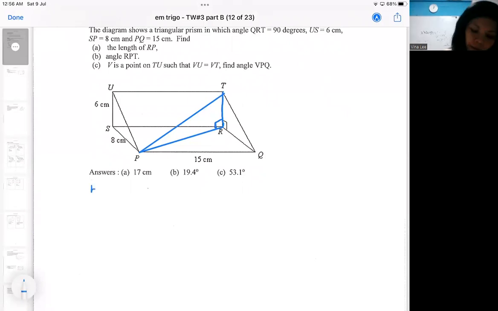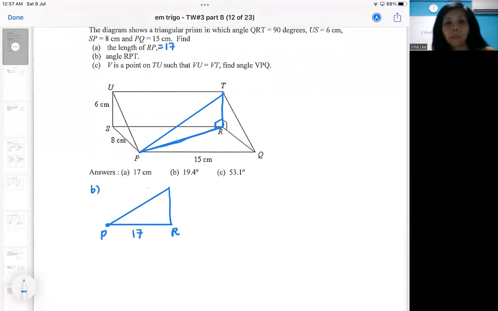So from here, I'm going to draw a separate triangle. I'm going to draw a flat triangle. A two-dimensional triangle is like a flat triangle. So this part will be PR, which I already got just now, which I erased. And then this is RT. RT is the vertical part, so it should be a 6.